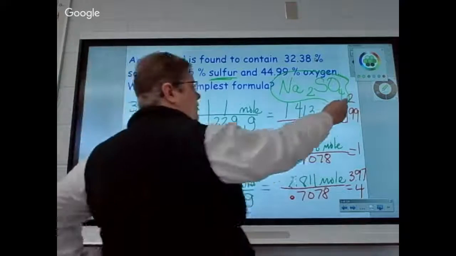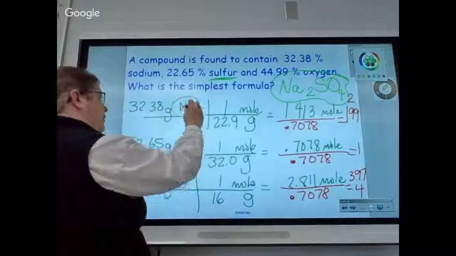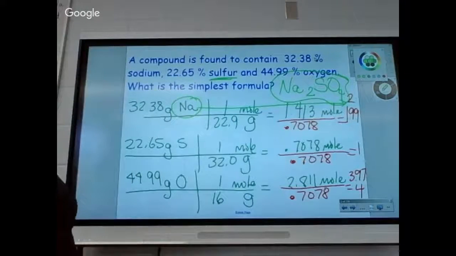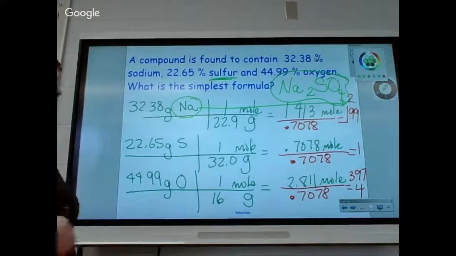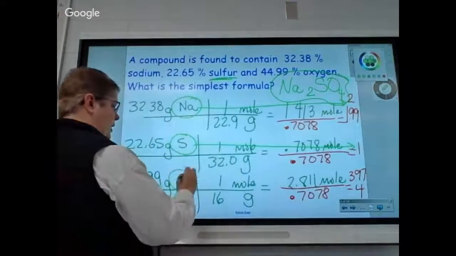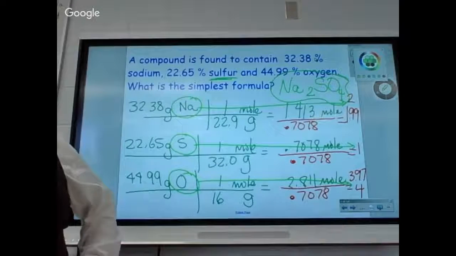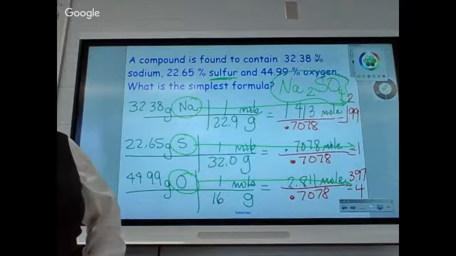This subscript right here, this 2 we just got, 1.99 was a 2, went with what element? You can put them in, but there's nothing on the outside. And this sulfur had a 1, and oxygen had a 4. You with me? Yay or nay? Don't just say yeah and not no.